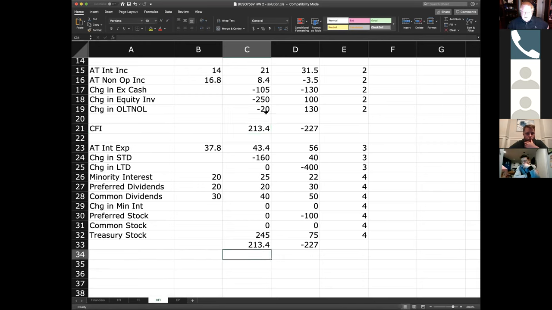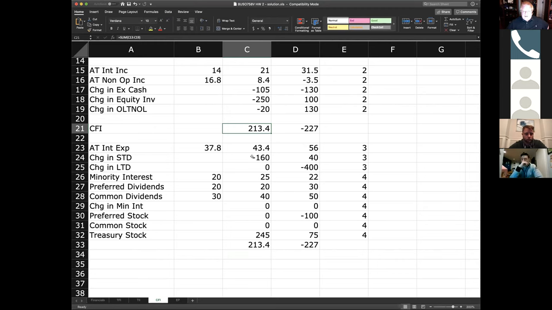How did I distribute? Well, I had to give 43 to my interest. So of my 213, 43 paid my interest. Okay, 25 paid my minority shareholders a dividend. 20 paid my preferred shareholders a dividend, 40 paid my common shareholders a dividend. And I increased my debt, okay, to do so because I bought back treasury stock. And you can kind of think about this mechanically, because how do I buy back $245 million worth of stock if I only have $213 million worth of profit from running my business?